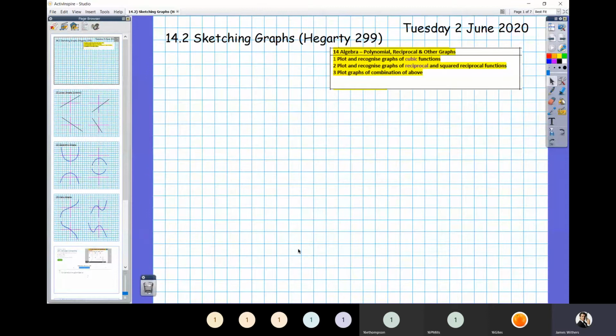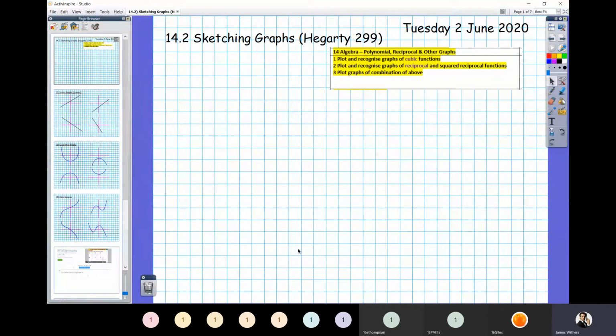What I want us to look at today is a higher level skill where you're just getting to grips with the broad shape of the graph. So we're just sketching graphs today. This comes up a lot at A level, so for any of you thinking of doing maths A level, this type of thought process is important.